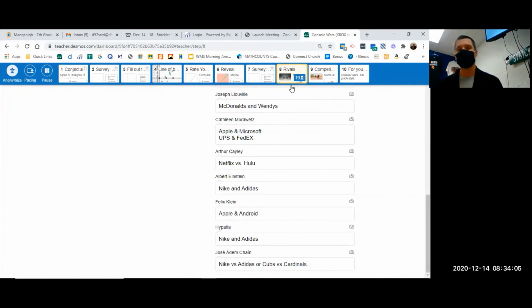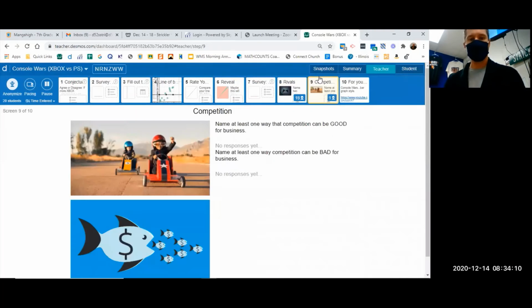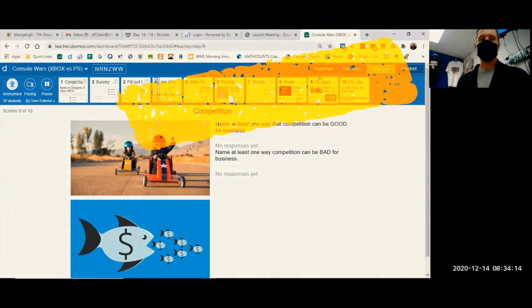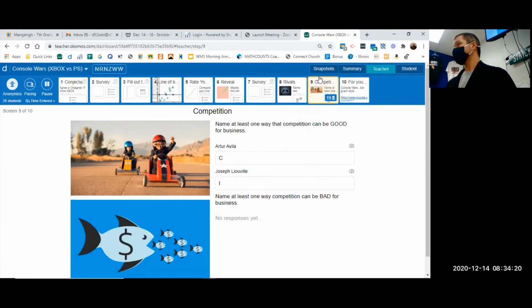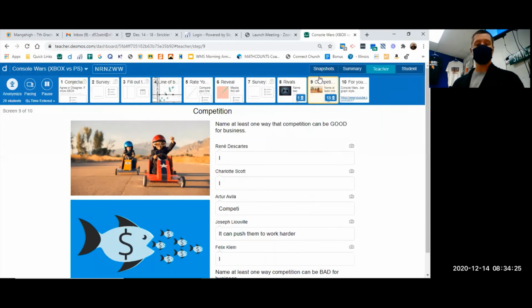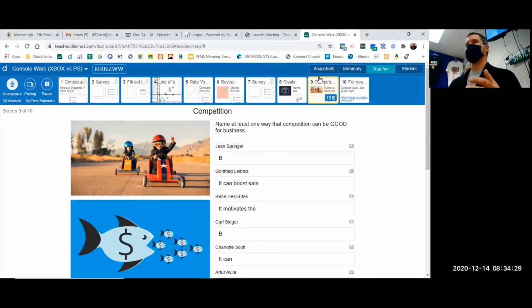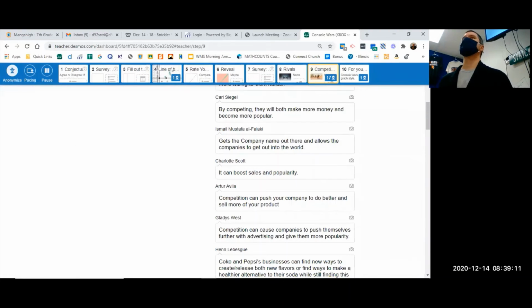Okay, so now that we've identified some companies that are rivals, go to slide number 9 and tell me about these 2 areas of business. Name at least one way that competition between those companies that you said can be good. What can be good about those companies that you stated going against each other? And then in the other box, how could this be bad? In what ways could competition between rivals become bad?